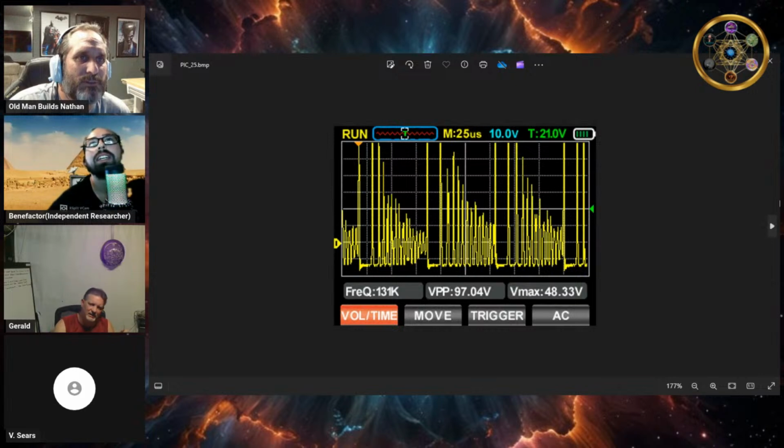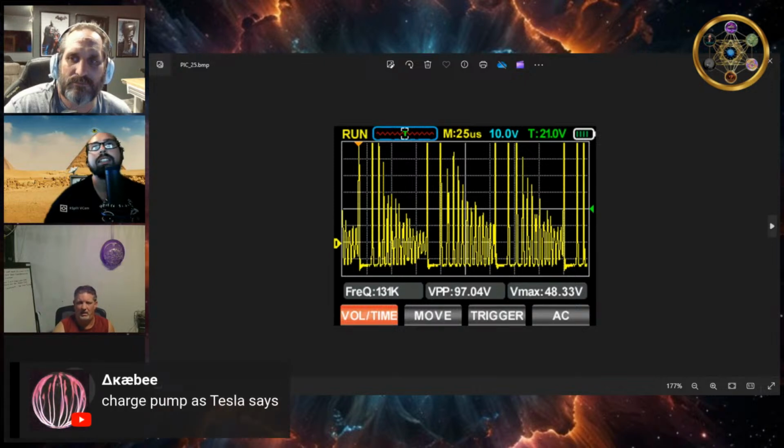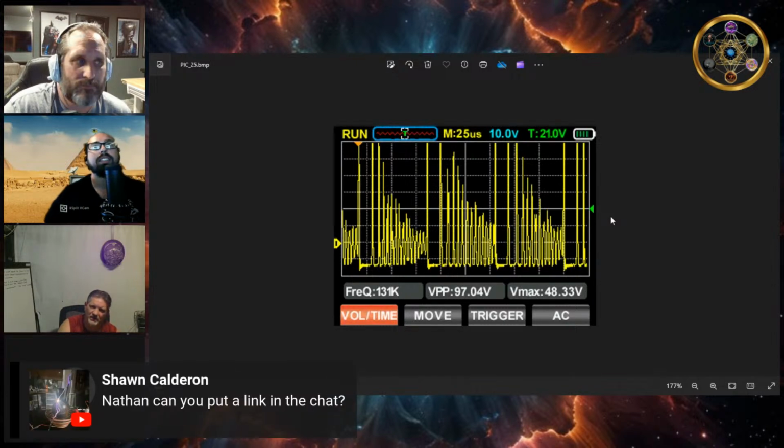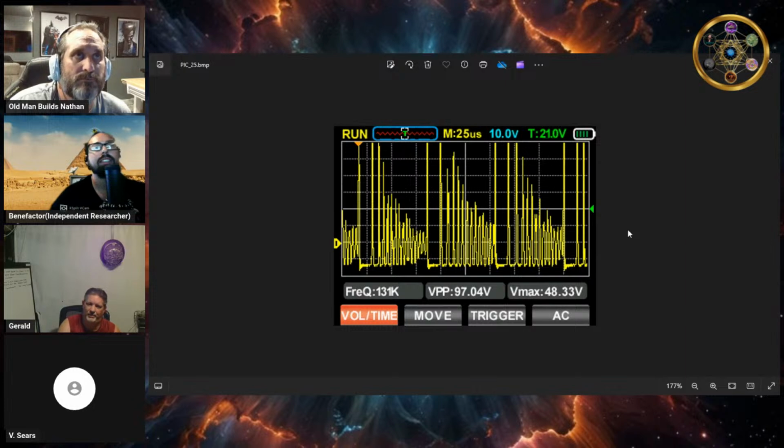So that is that reactor core coil, the one that has just the one pickup on the outside. I was only using 10K on a pulse on this, and I was getting 131K and 97 volts peak to peak. And I was only using a 12-volt battery.